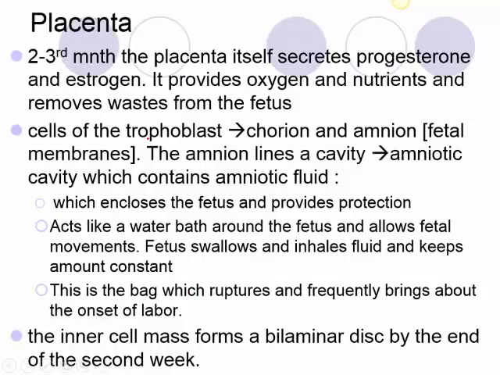The cells, the trophoblast, apart from forming the placenta, it forms what are known as fetal membranes called chorion and amnion. The amnion is a thin membrane which lines a cavity, which is actually what you probably know as the bag of waters. This is what is in everyday language called the bag of waters, which ruptures just before a baby is born. So it secretes this fluid called amniotic fluid, and some of the important functions of amniotic fluid and that amniotic sac, which surrounds the baby.